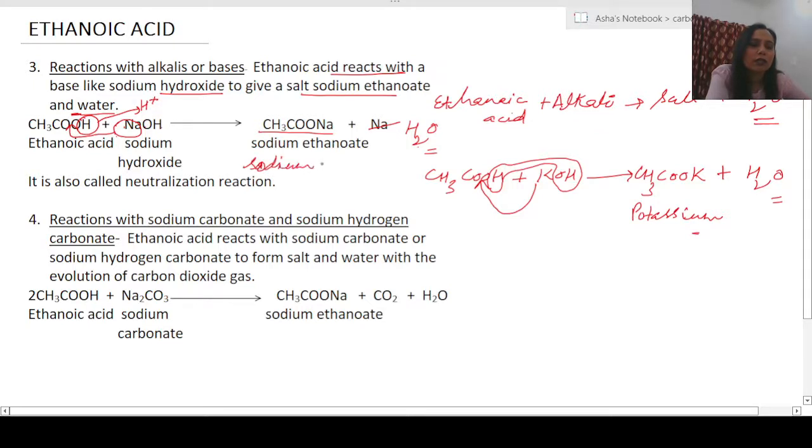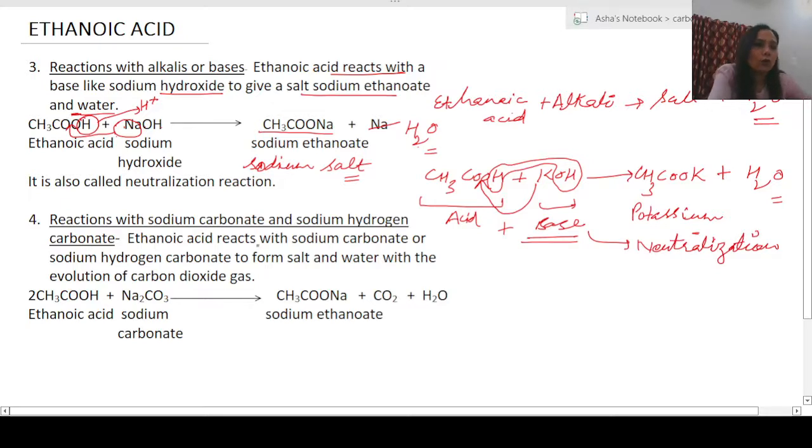Now in this reaction, if you see, this is the acid side and this is the base side. This we have already understood in the previous chapters and in our previous classes, that whenever an acid reacts with a base, that particular reaction is called a neutralization reaction. So this reaction is also called a neutralization reaction.